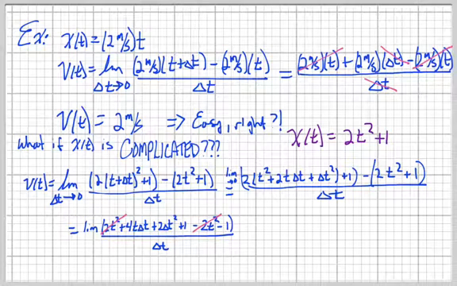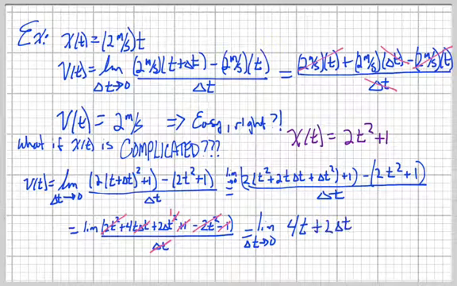The 2t squared terms are going to cancel. All of that stuff cancels, leaving you with 4t plus 2 delta t. Do you guys follow the algebra there? We're good? All right. But if it's the limit as delta t approaches 0, then what happens to this term right here? It goes away, gets lopped off.